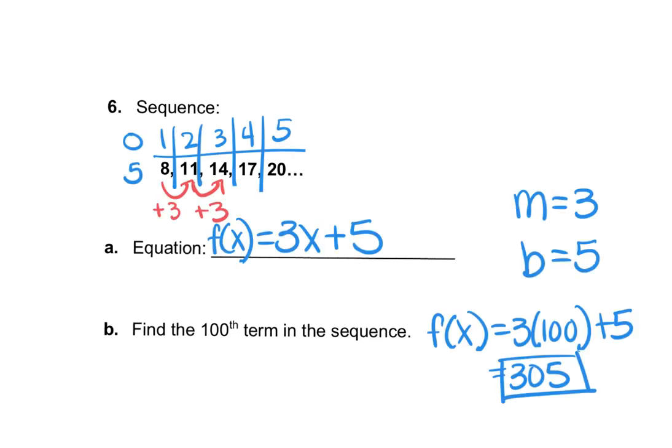All right, so hopefully you noticed that the pattern was going up by adding 3. And so our slope is 3, and then our y-intercept, we backed up by 1. So instead of adding 3, we subtracted 3 to get to the y-intercept where x is equal to 0. And so then we've got the y-intercept is 5. So f of x is equal to 3x plus 5. And then to find the 100th term, we simply plugged in that 100. And so you should have 305.